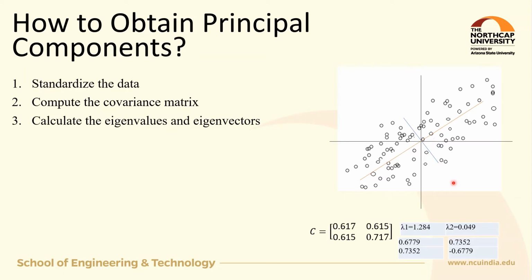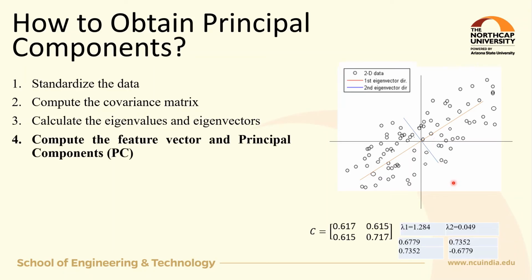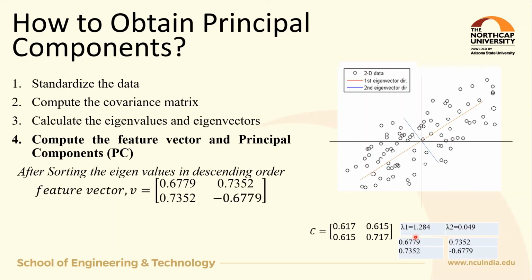Now the next step is to compute the feature vector and the principal components. To represent the feature vector, you need to sort the eigenvalues in descending order. So the maximum eigenvalue is 1.284, lambda 1. Corresponding to this eigenvalue, this is my first eigenvector in the first column, and corresponding to lambda 2, equal to 0.049, I'll represent it as the second column of the feature vector.